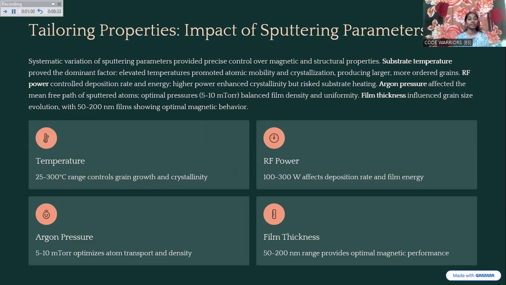Temperature, 25 to 300 degrees Celsius range, controls grain growth and crystallinity. RF power, 100 to 300 watts, affects deposition rate and film energy. Argon pressure, 5 to 10 mTorr, optimizes atom transport and density. Film thickness, 50 to 200 nm range, provides optimal magnetic behavior.